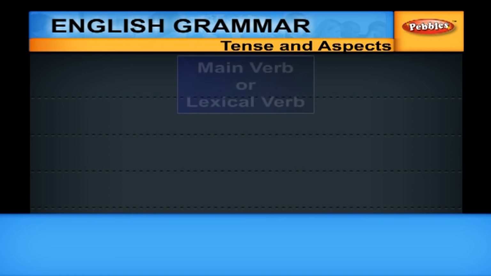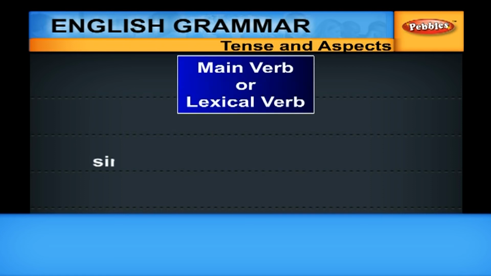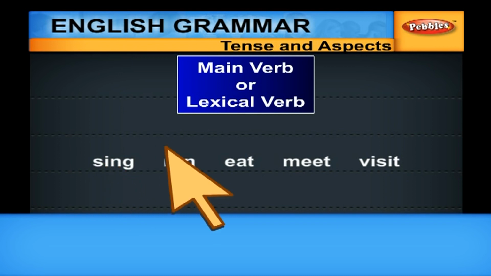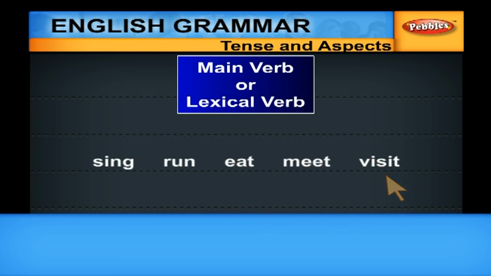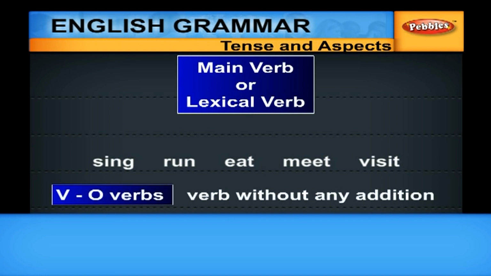Now, what are the main verbs? This is what we call a verbal paradigm or a verbal structure. Every verb has a base verb, what we call a root verb. Example: sing, run, eat, meet, and visit. Nothing is added to these verbs. We call them root verb or base verb. Shall we call them VO verbs? VO verb, verb without any addition.